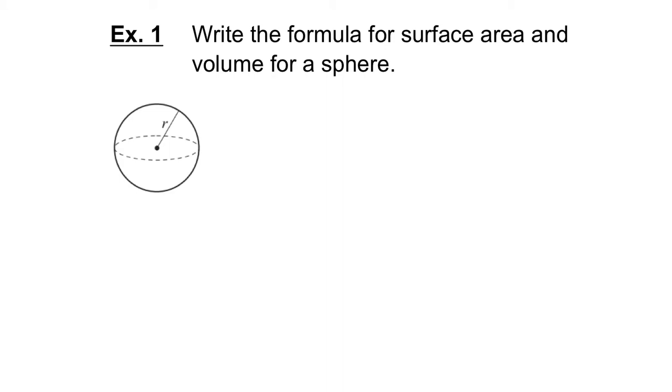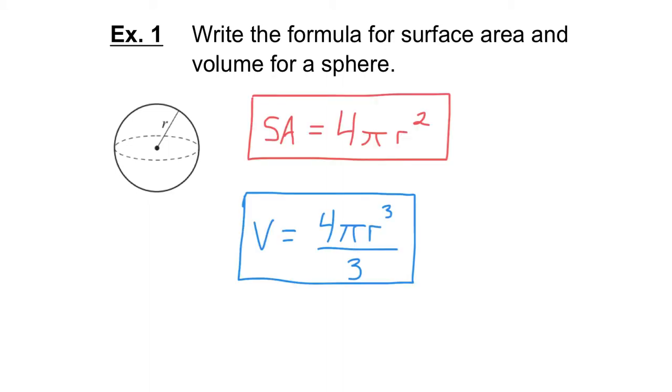With all the other shapes that we're going to look at in this lesson, we're going to be breaking the large 3D object into its two-dimensional pieces. You can't really do that with a sphere, so I'm just going to show you the formulas for surface area and volume of a sphere. Surface area is 4 pi r squared. Volume is 4 pi r cubed divided by 3. All right, so copy those formulas down.